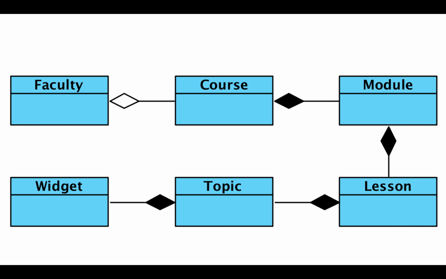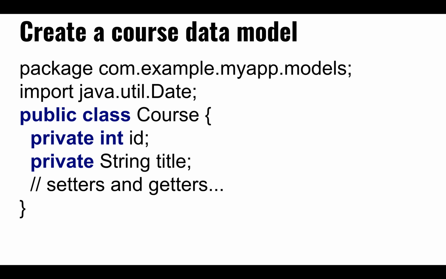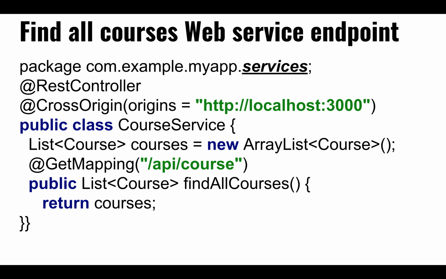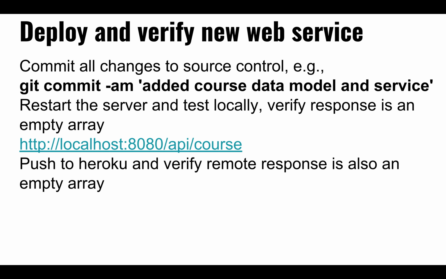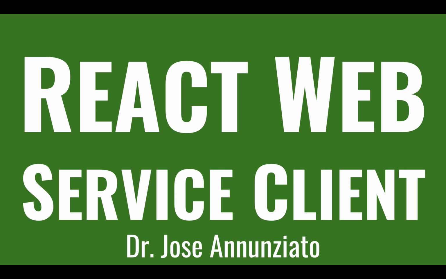started doing. The only notice that you have is faculty has many courses, courses has many modules, modules have lessons, topics, widgets. So here's a course with the ID and the title, which we already have done, and here's a service for being able to retrieve all the courses, with an array of courses, and be able to retrieve all the courses from the API.